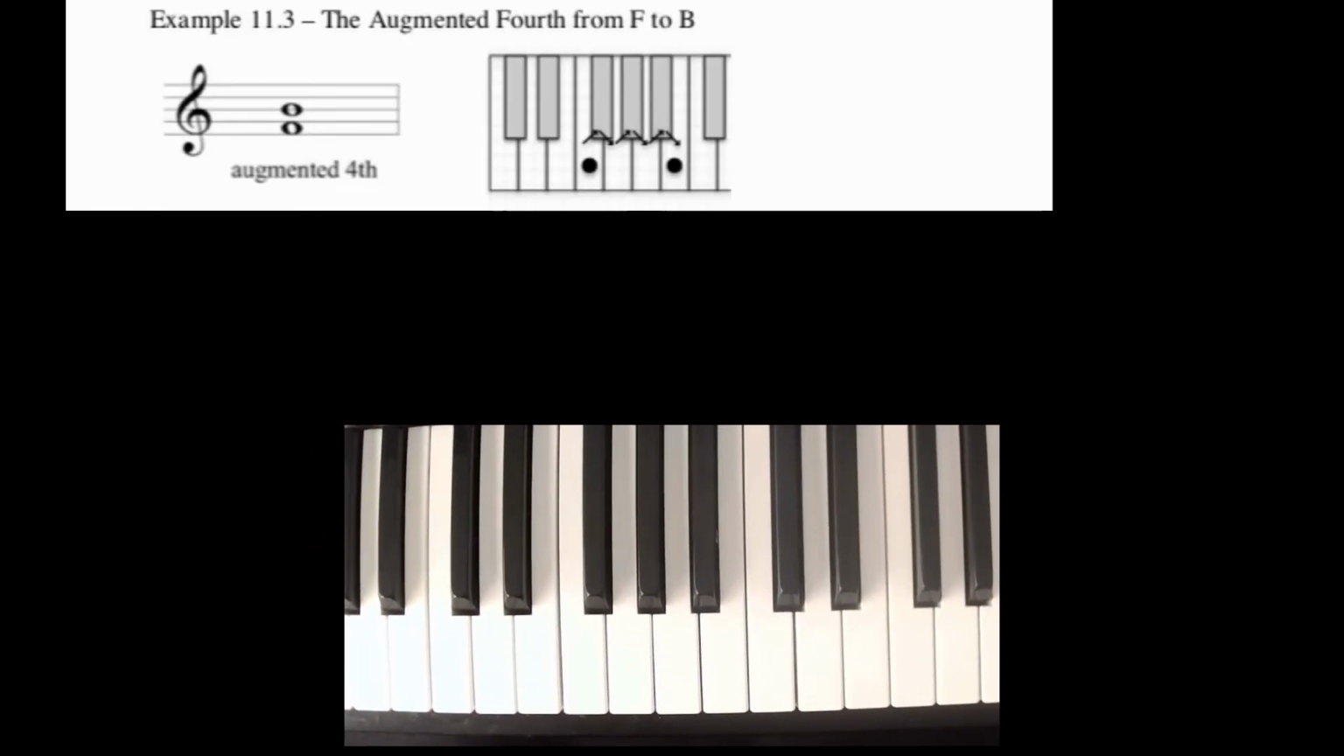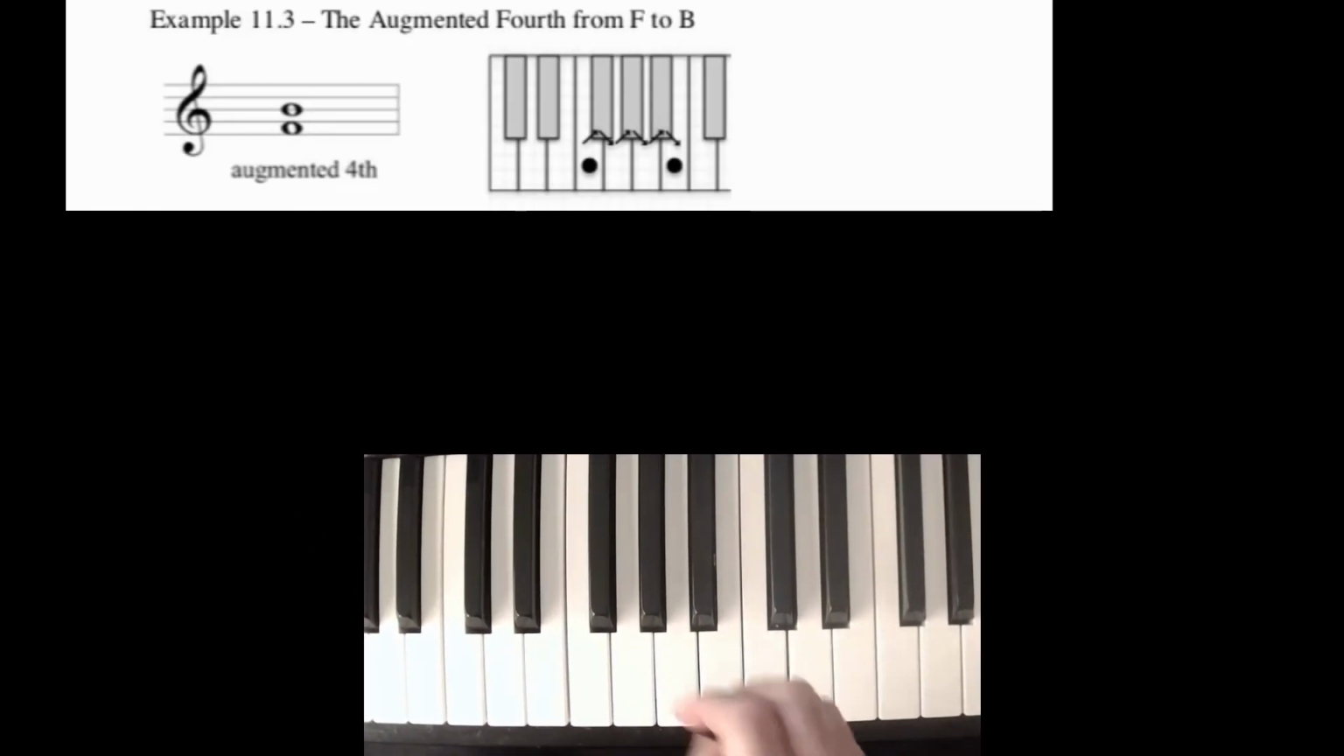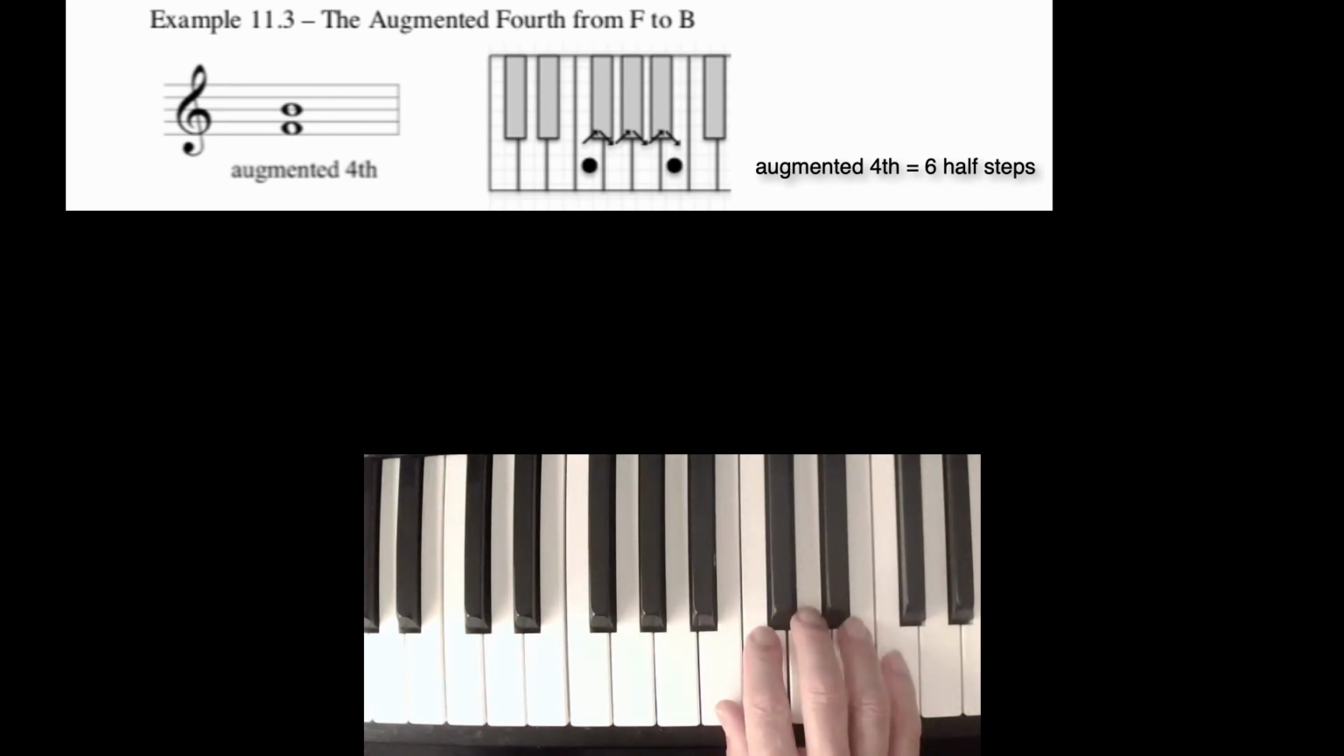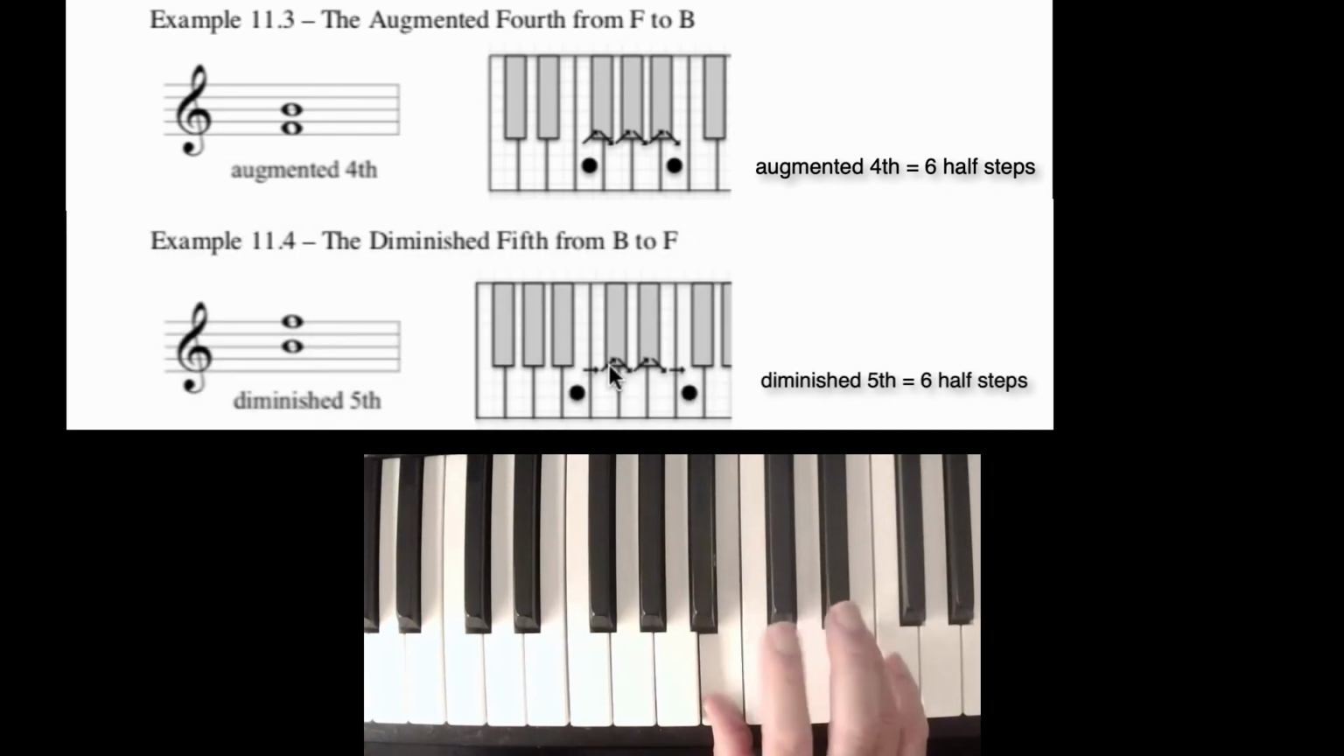Interestingly, you may have noticed that an augmented fourth has 6 half steps, such as the one from F to B. 1, 2, 3, 4, 5, 6. It is a fourth because it is 4 letters of the alphabet. 1, 2, 3, 4. But the diminished fifth also has 6 half steps. 1, 2, 3, 4, 5, 6. Even though the interval seems to be the same size, this has to be called a fifth because it's 5 letters of the alphabet. 1, 2, 3, 4, 5.